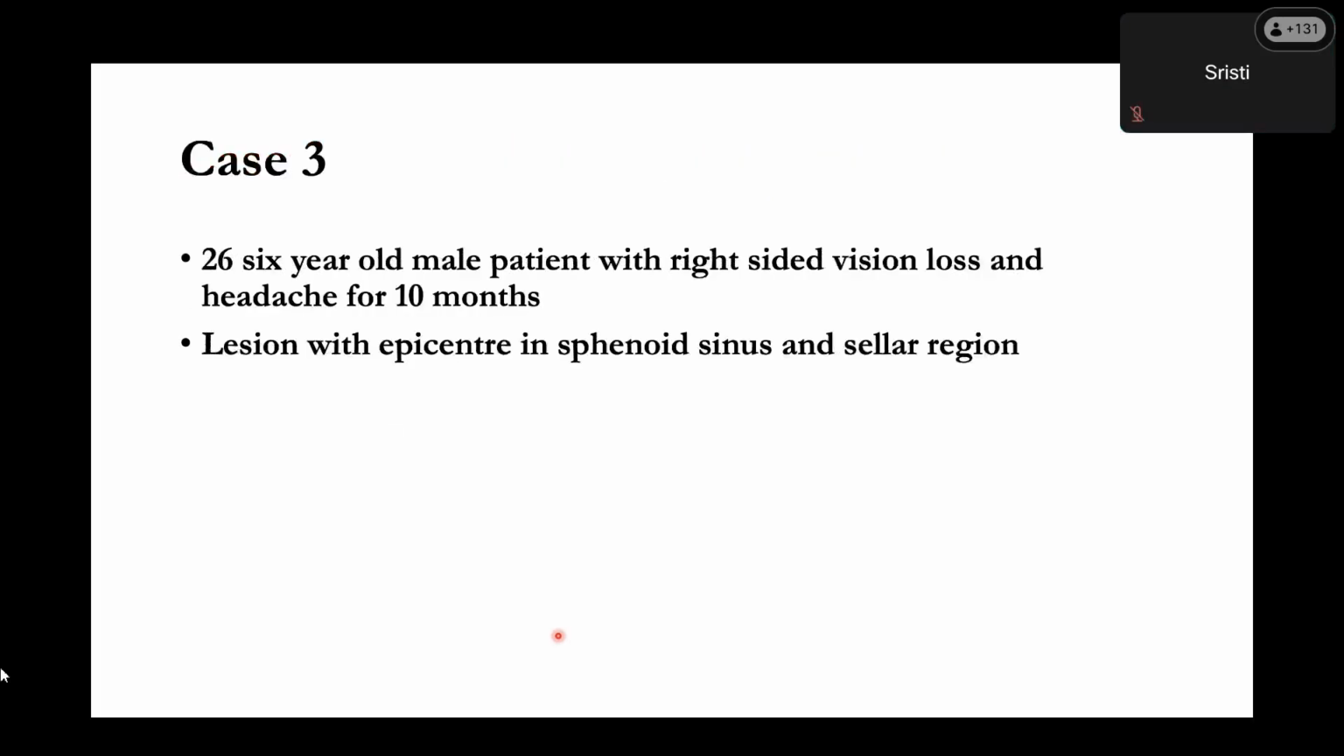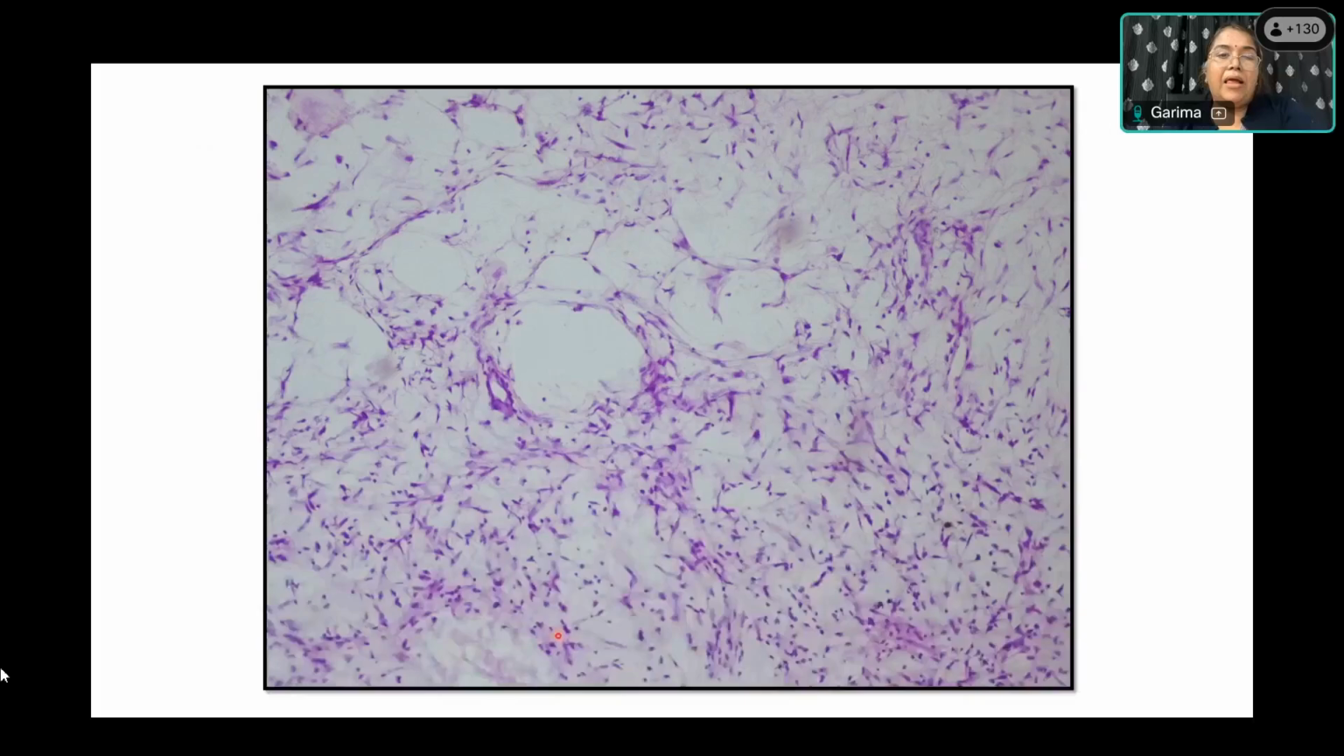Okay. So this was case number 3. This was a 26-year-old male patient with right-sided vision loss and headache for 10 months. The lesion had its epicenter in the sphenoid sinus and sellar region, and it was extending towards the ethmoid bone also. And this is what we got.